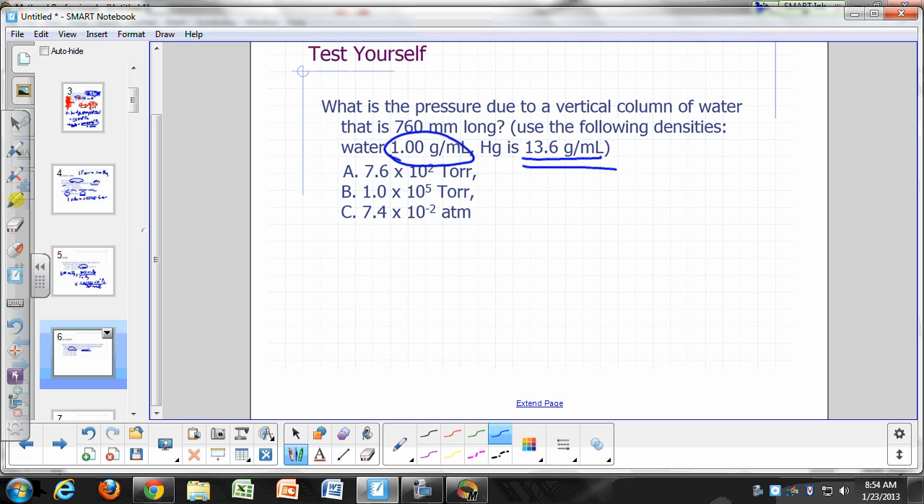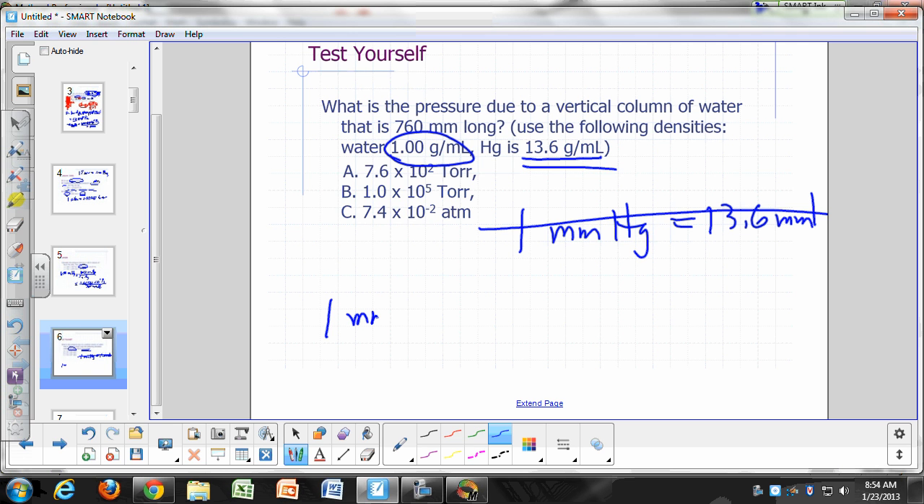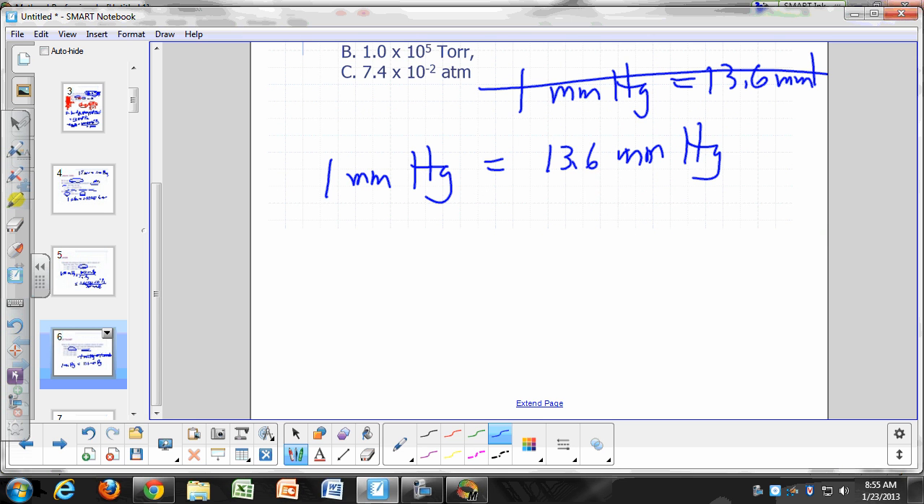So you can use millimeters of water as a unit of pressure. So what would be the equivalent then? You would say that 1 millimeter of mercury would be equivalent to 13.6 millimeters of water. You could use that conversion factor. Or if you want to do it the hard way, you can go back to the formula. Pressure is density times acceleration due to gravity times h. In fact, you can show that.